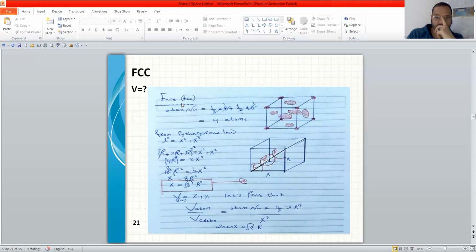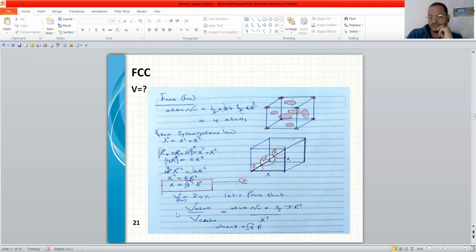Now let's calculate the volume together. Like I said, it equals 4r by the Pythagorean law: 4r squared equals x squared, and x equals root 8 times r, to get the volume equal to 74%. Let's prove that. First we calculate the x value. Now let's prove that V of the FCC equals 74% by using the same formula.